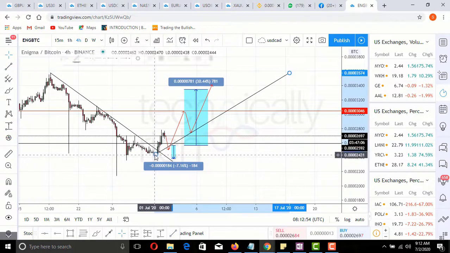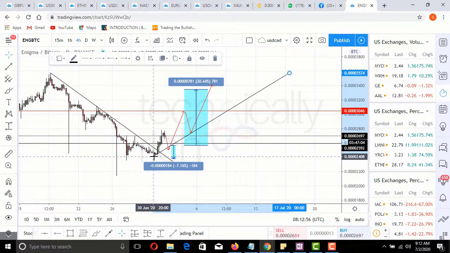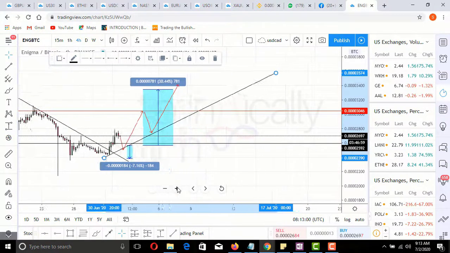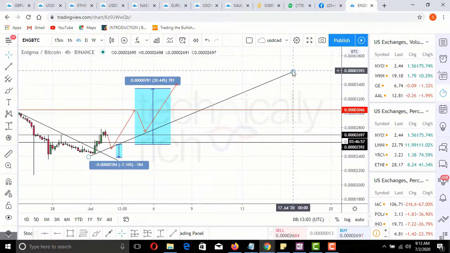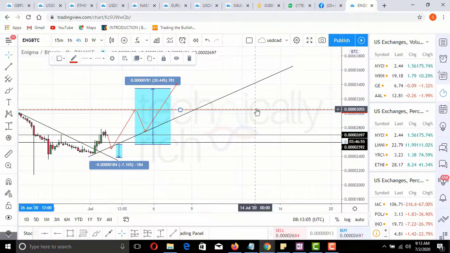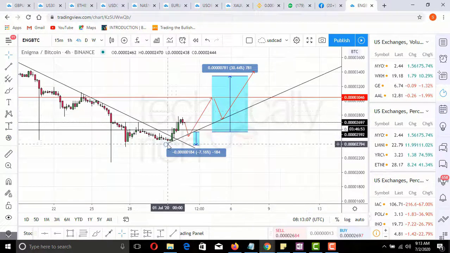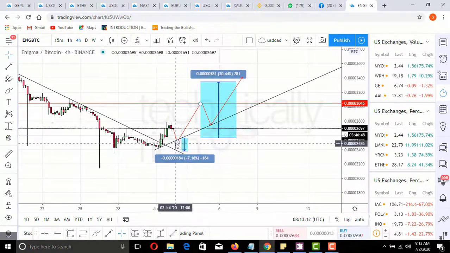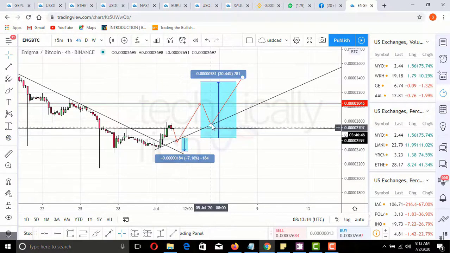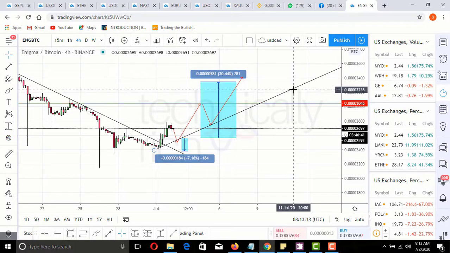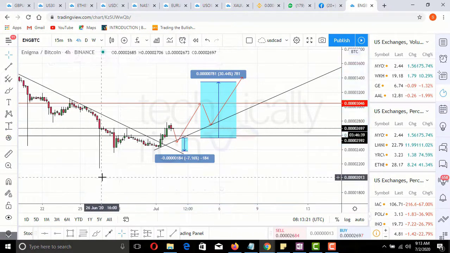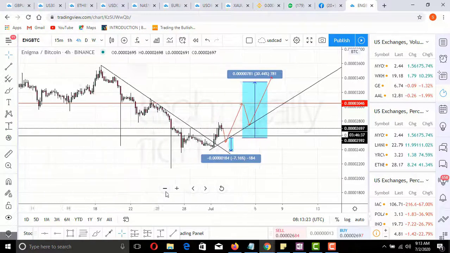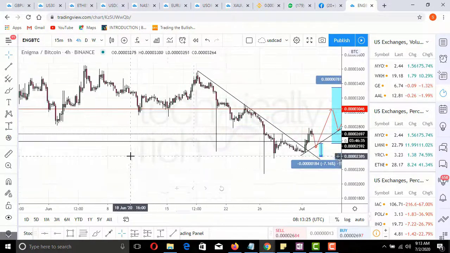So let's see if this makes actual sense. Okay, so I'm expecting this one touch and then the second touch. Okay, the second touch, another touch might be around here than this one. So this is like me just trying to project, trying to predict how the market is going to move.